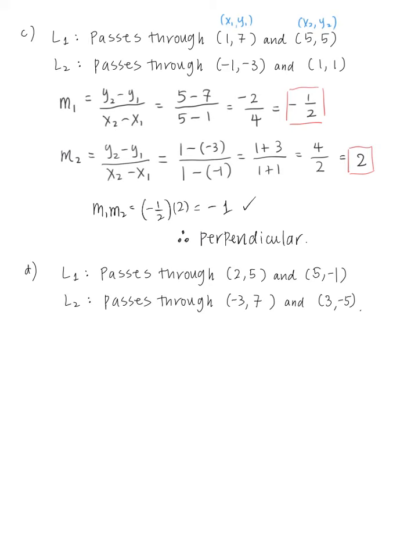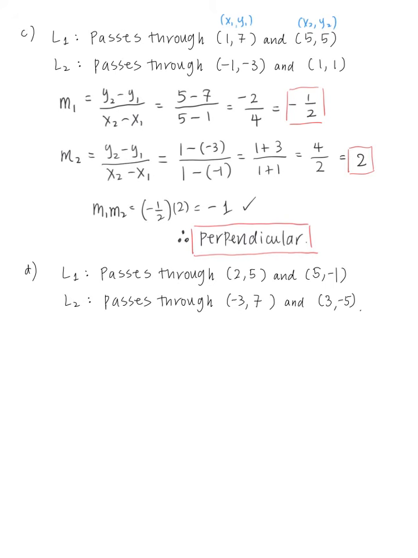All right. I hope you're kind of getting the hang of it. Now let's look at part D. Pretty much the same thing. So the first line is passing through (2, 5) and then (5, -1). So you plot those 2 points and then connect those dots, and that's your first line.